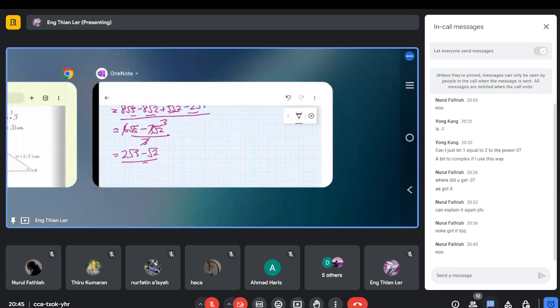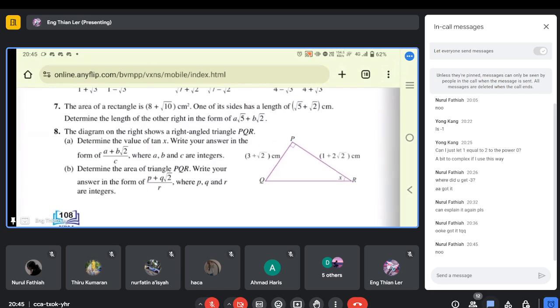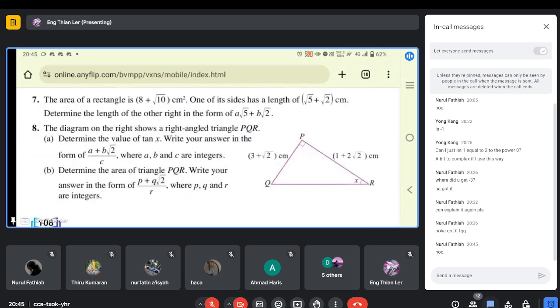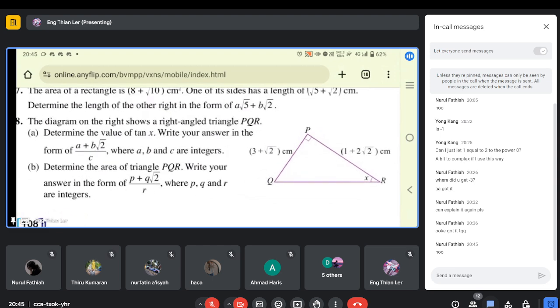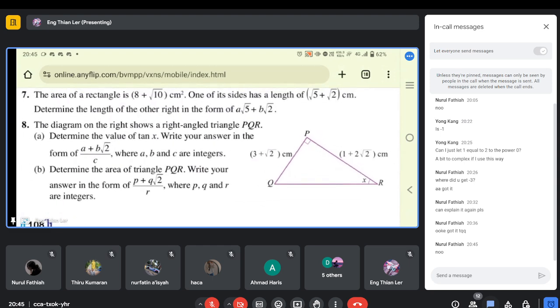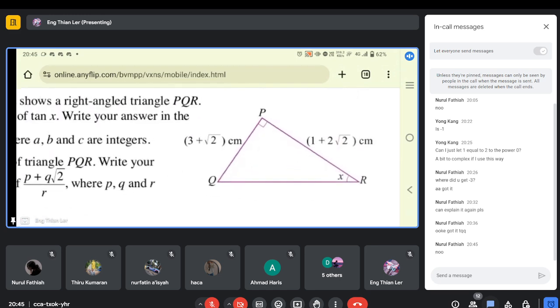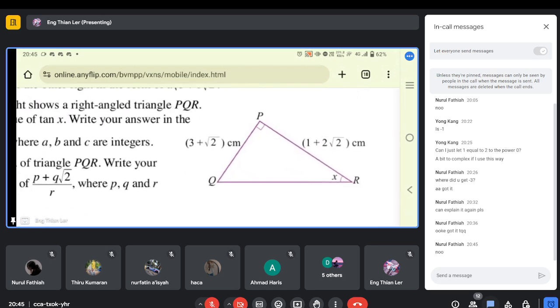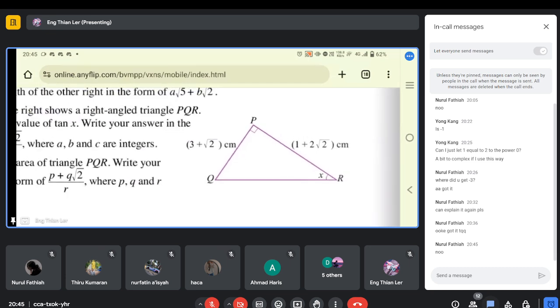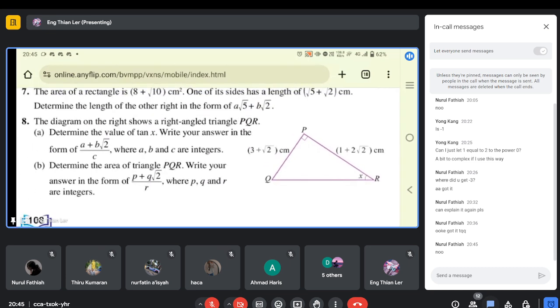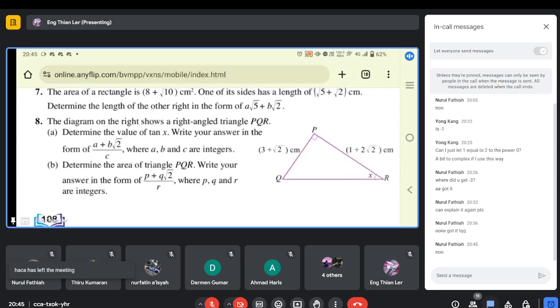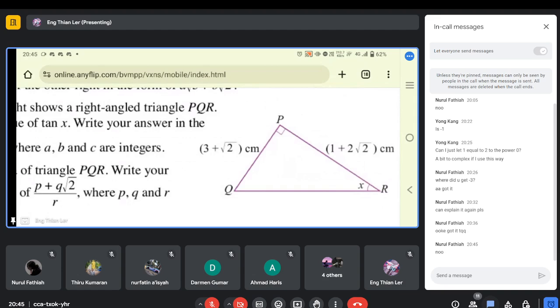Okay, number 8 is a triangle. We have triangle PQR. Determine the tangent of x. First, look at the triangle. We have sides 3 plus root 2 and 1 plus 2 root 2, and this is the angle x. To find tangent x, we know that tangent is opposite over adjacent, because of TOA. I hope you all know that. So to find tangent x, we just look at the opposite over adjacent.